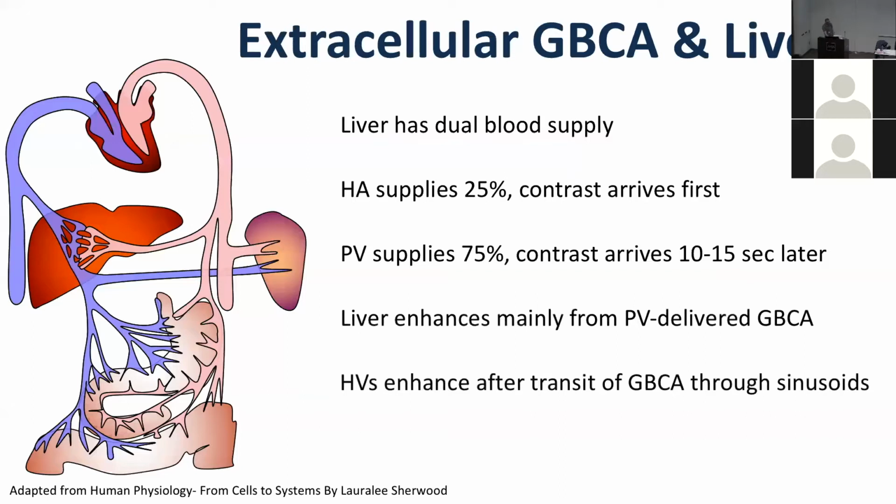Now, something I didn't illustrate very well here is that these sinusoids and the hepatic veins enhance only after the liver enhances. So the liver is going to get some contrast via the hepatic artery. 10 to 15 seconds later, it's going to get contrast via the portal vein. The contrast is going to make its way through the sinusoids, and only later is it going to make its way into the hepatic veins.